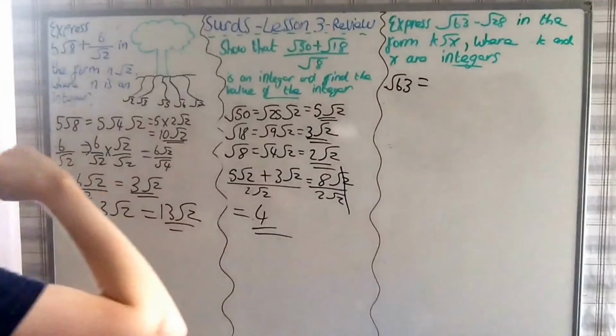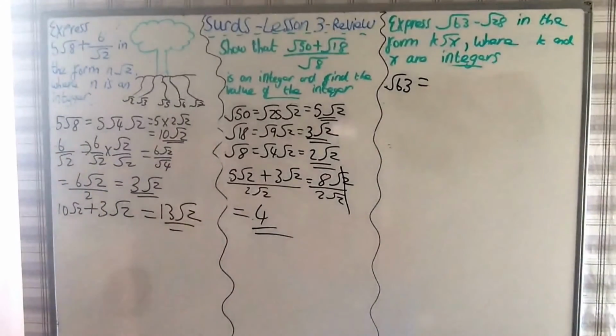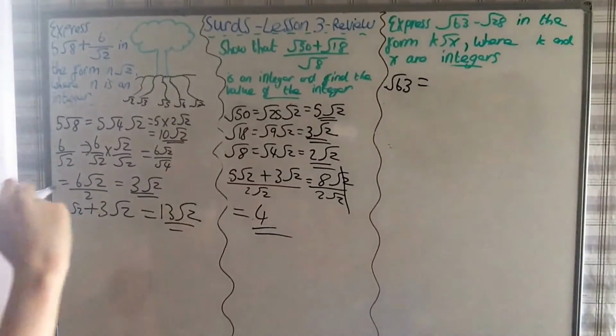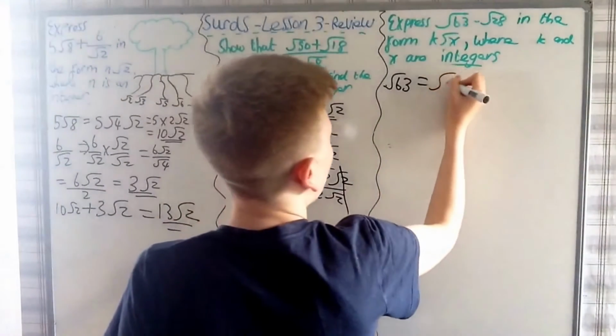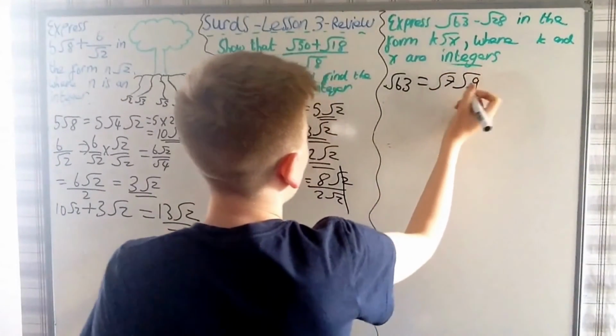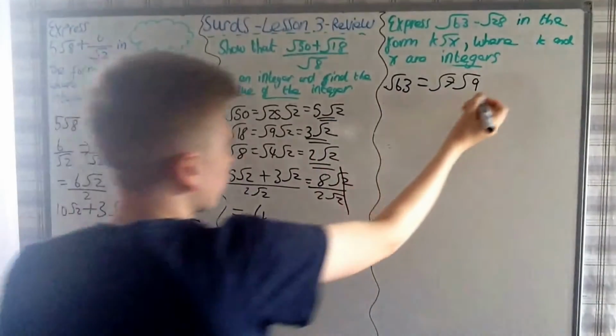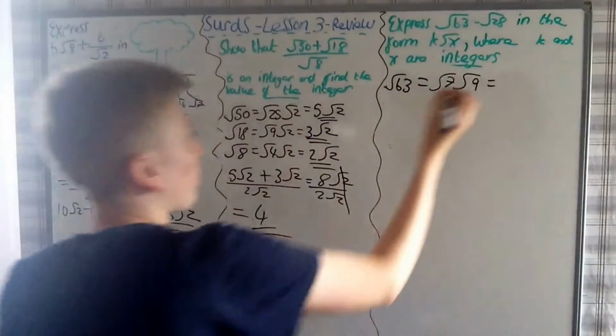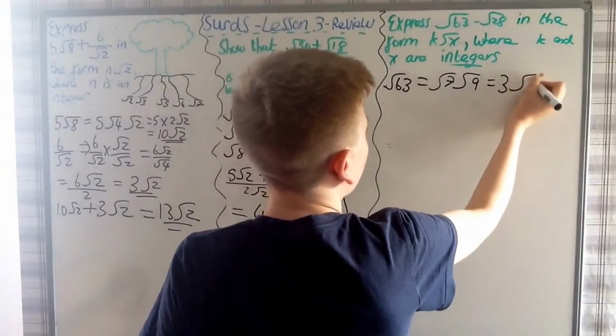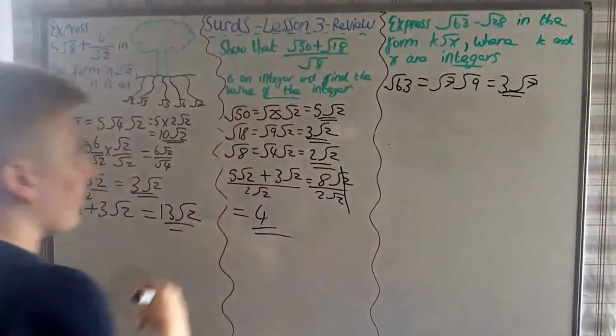well, the square root of 7 times the square root of 10 would be the square root of 70. So the square root of 7 multiplied by the square root of 9 is the same thing as this. 7 times 9 is 63. The square root of 9 is just 3, so we're doing 3 root 7. 3 multiplied by root 7.